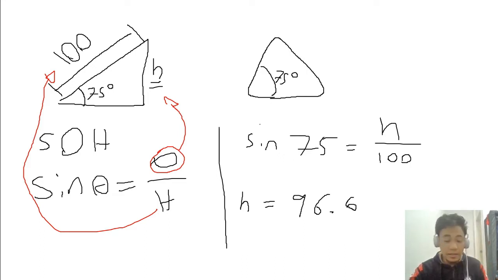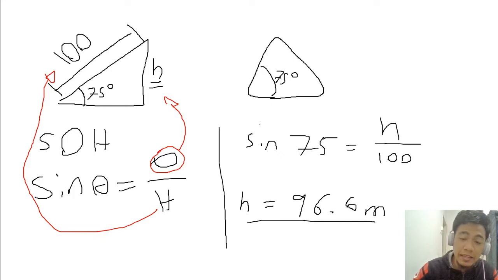Let me calculate that for a second to check if it's correct. Sine 75 times 100 is 96.6. Alright, that's correct. So the height we get is 96.6 mm. We already know the height, so we are going to proceed to the next slide.